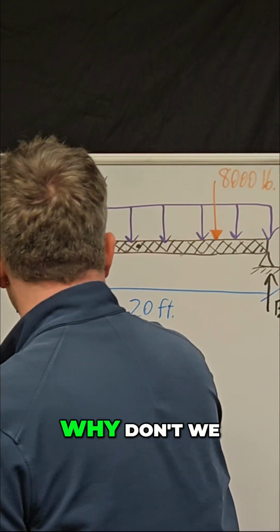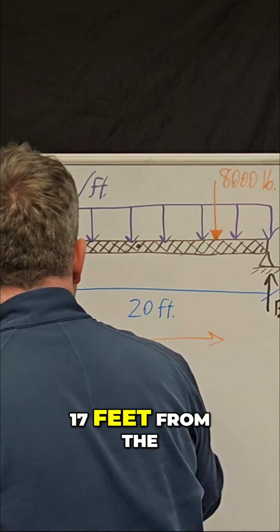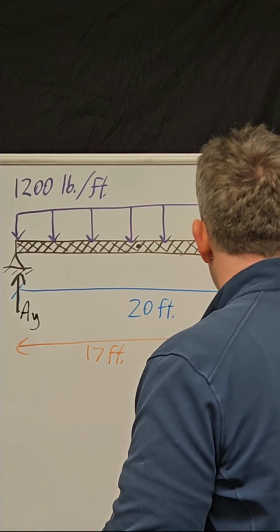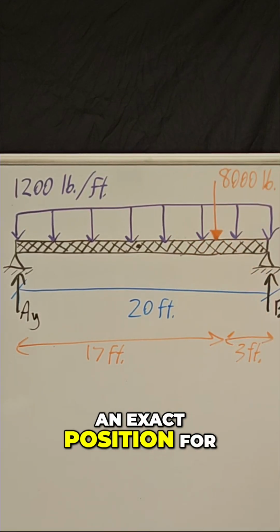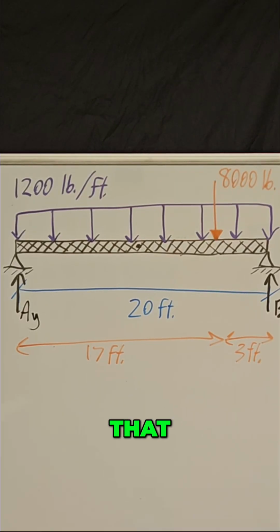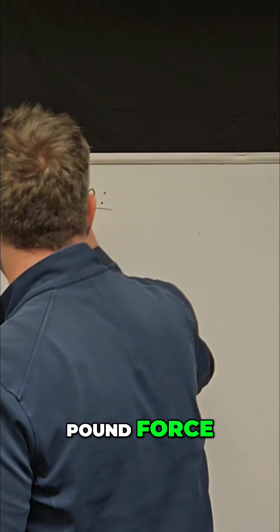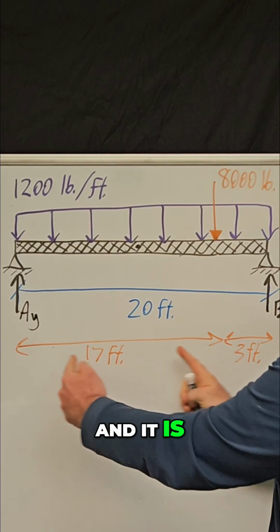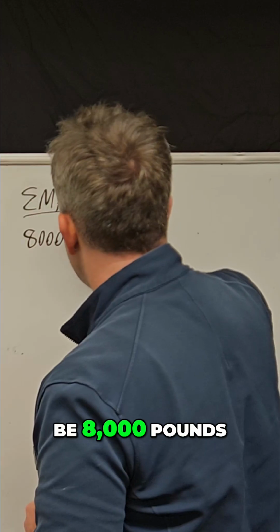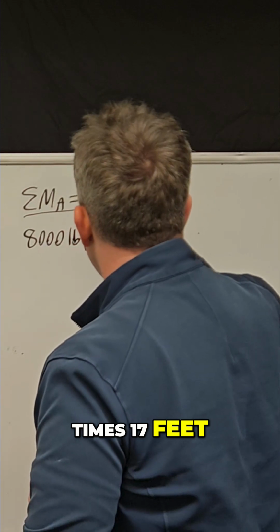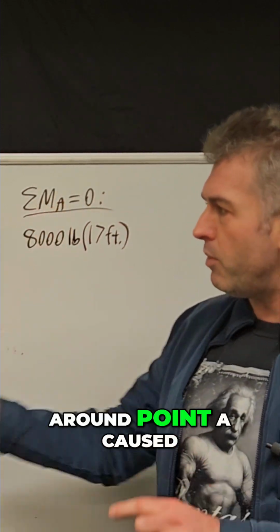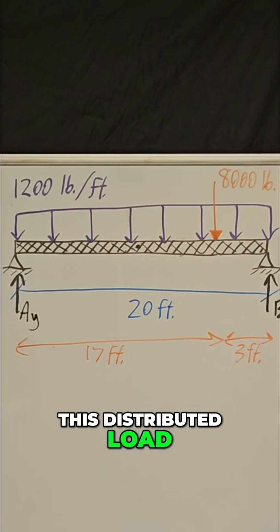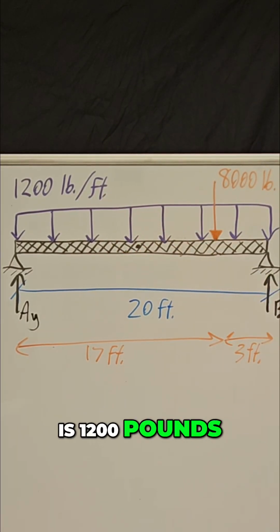For this problem, why don't we say it is 17 feet from the left side, and that means there's 3 feet between here and here. So now that we have an exact position for this load, we're going to say that this 8,000 pound force is causing a rotation around point A, and it is 17 feet away. So it's going to be 8,000 pounds times 17 feet, and that gives you the moment around point A caused by this force.